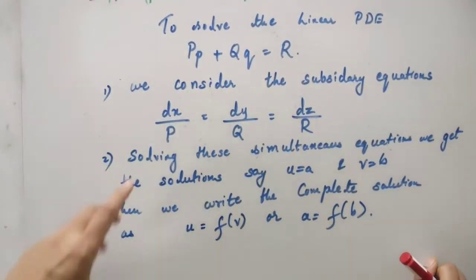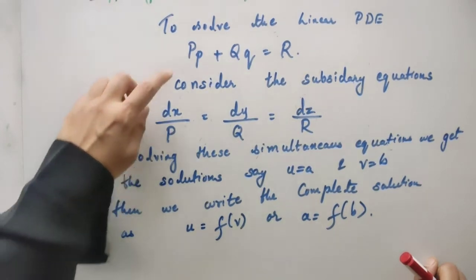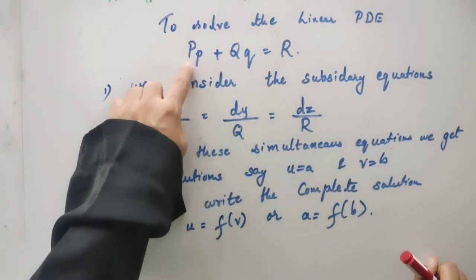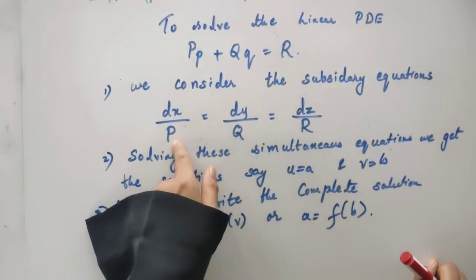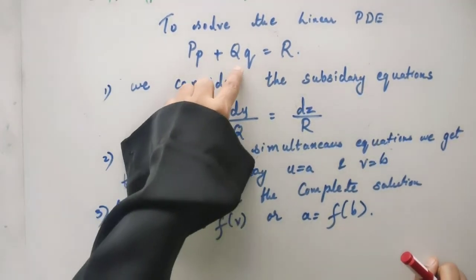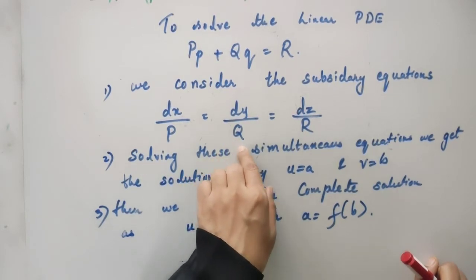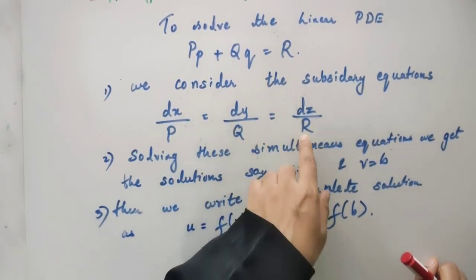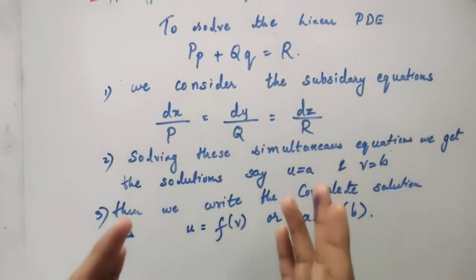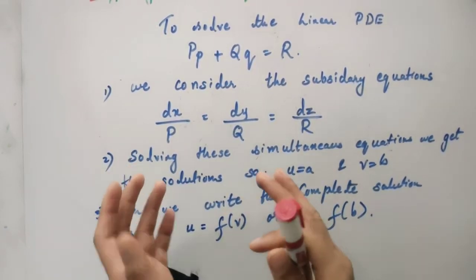The subsidiary equations are dx divided by capital P, that is the coefficient of small p present here. Okay, means the coefficient of ∂z/∂x has to be written in the denominator of dx, equated to dy divided by Q. The coefficient of ∂z/∂y should be written in the denominator of dy, that is capital Q, and that is equal to dz divided by R. Okay, so whatever is left behind after separating the coefficients of ∂z/∂x and ∂z/∂y, everything whatever is left you are going to shift.